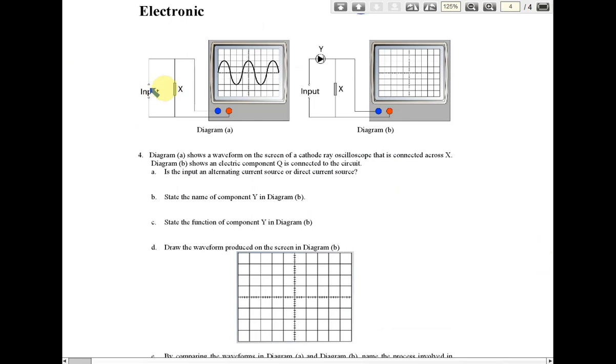Okay, question 4. This is the input, and then this is a resistor. If we measure, then we have these types of waveform. Obviously, this is alternating current, right? Because if it were direct current, you would get a straight line. So this one goes up, down, up, down, up, down. It's alternating current. So 4A is alternating current.